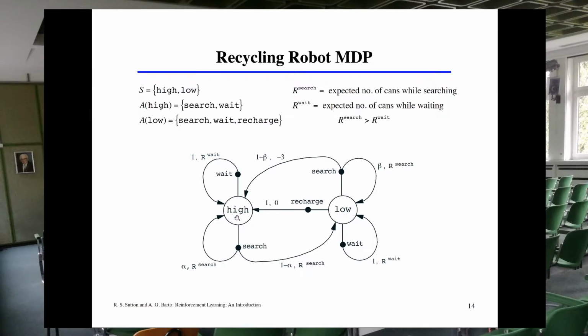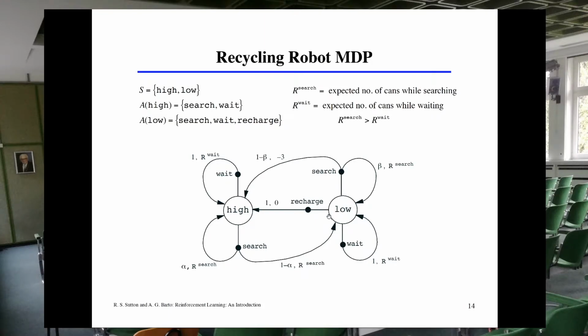So if the battery is high and it performs search, then two things could happen. With some probability alpha, the agent will stay with high battery and receive the expected reward for searching, or with probability 1 minus alpha it will transition to a low battery state, with the same reward that it would receive by searching.